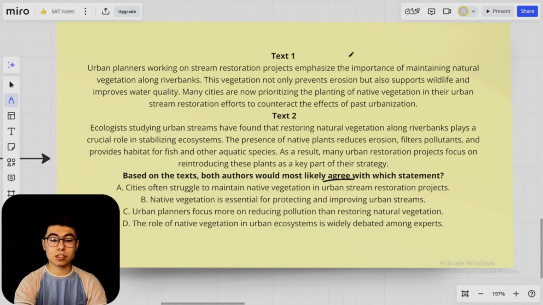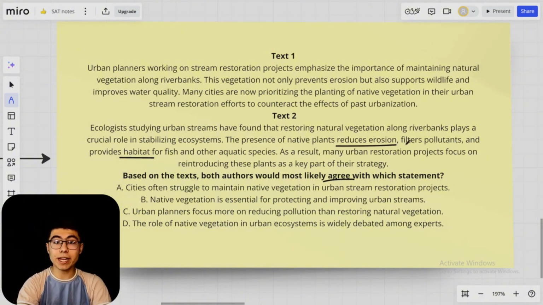Now let's read text 2. Ecologists studying urban streams have found that restoring natural vegetation along the riverbanks plays a crucial role in stabilizing ecosystems. The presence of native plants reduces erosion, filters pollutants, and provides habitat for fish and other aquatic species. As a result, many urban restoration projects focus on reintroducing these plants as a key part of their strategy. So text 2 also says that natural vegetation is good, right? Telling some even more benefits of it.